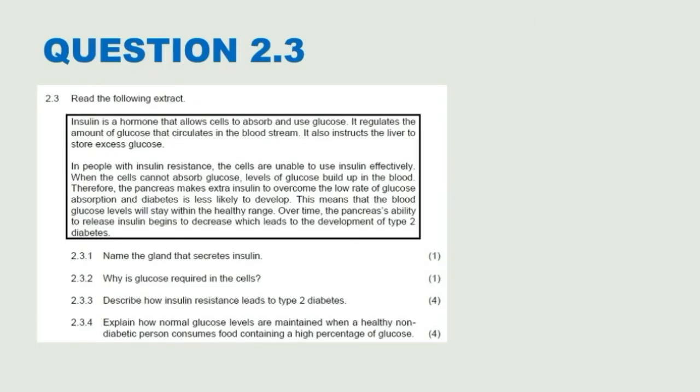So question 2.3, let's quickly read through the extract. In the extract, they say that insulin is a hormone that allows cells to absorb and use glucose, which is a simple form of a carbohydrate. So it regulates the amount of glucose that circulates in the bloodstream. So this must be maintained at a normal level. It also instructs the liver to store excess glucose. So that is something you need to remember. It's excess glucose, not just glucose, the extra glucose that's not used for cellular respiration.